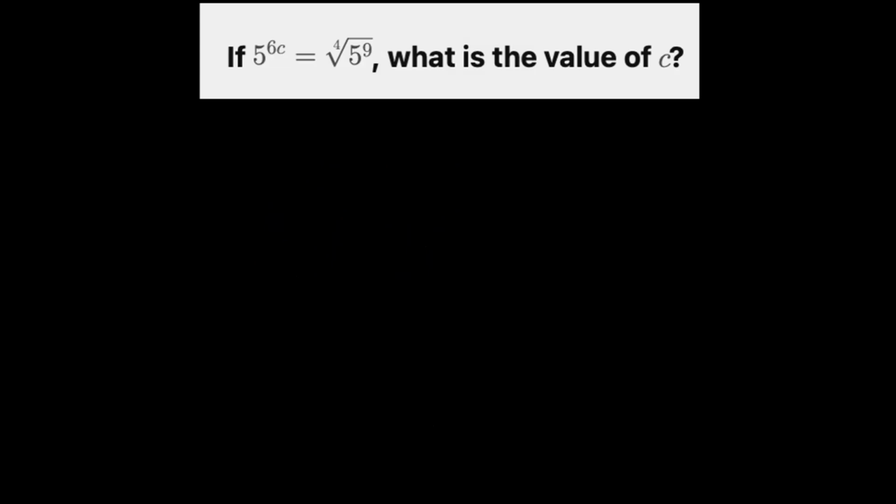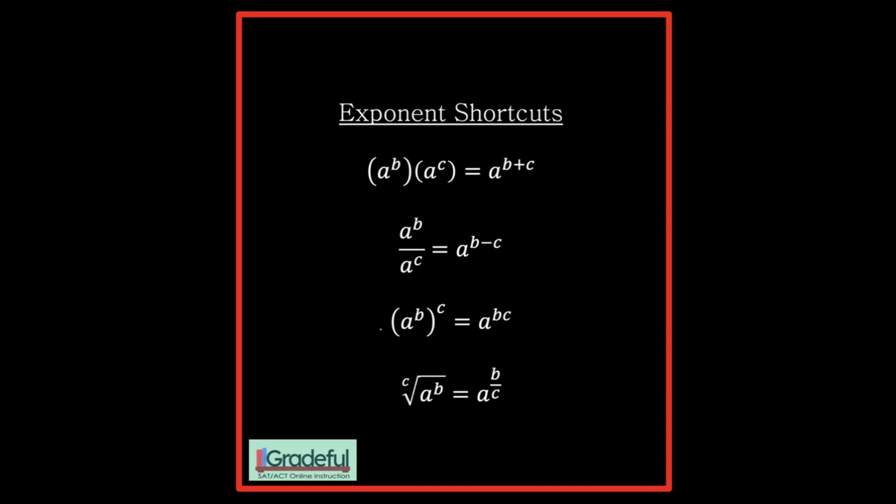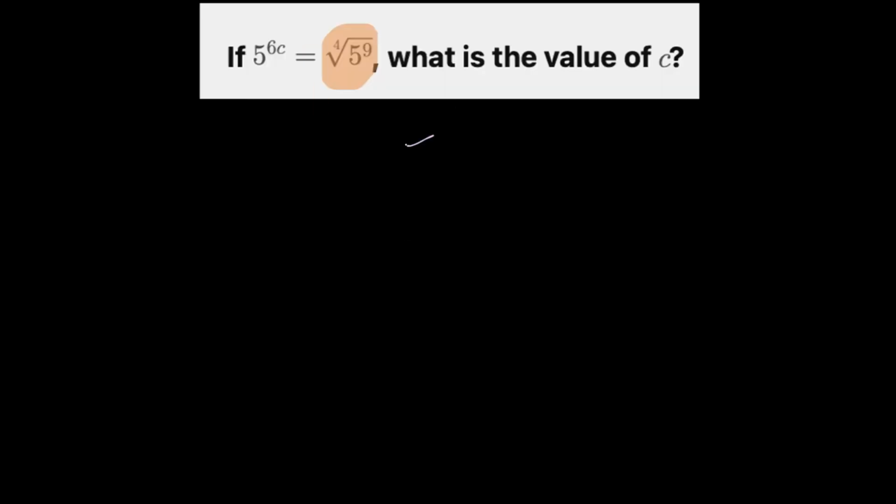Going to our next question now, we've got slightly more complicated powers of 5 here. So let's try to understand this one a little bit better. If you have that situation, that's one of our exponent shortcuts that you should memorize that says that if you have a to the b and the c root of that, then that would translate into a to the b over c. So let's try it. This would be 5 to the 9 over 4. And that's equal to 5 to the 6c. So now our bases are the same, our expressions are equal, and we can set the exponents equal.